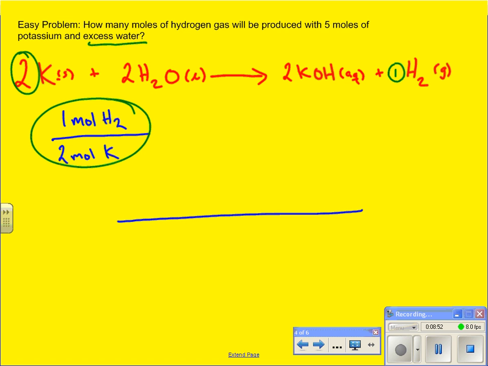Now, I always suggest when you start dimensional analysis problems that you start with what a known quantity is and what you want up top. I want my answer to be in how many moles of hydrogen gas. So I'm going to start with this molar ratio: 1 mole of H2 per 2 moles of potassium. Real simple. And then how many moles of potassium am I dealing with? I'm dealing with 5 moles of potassium.